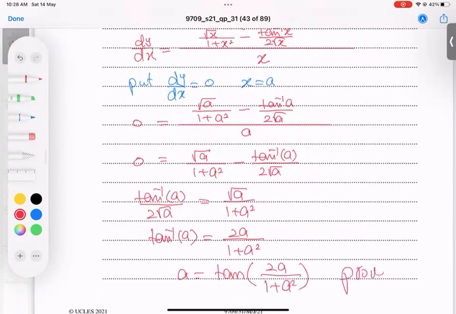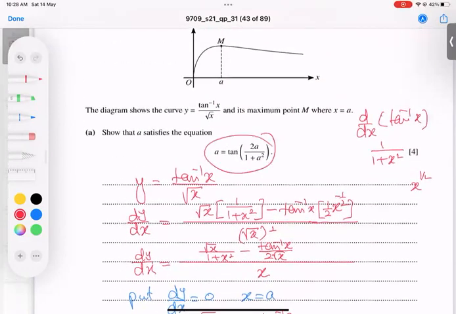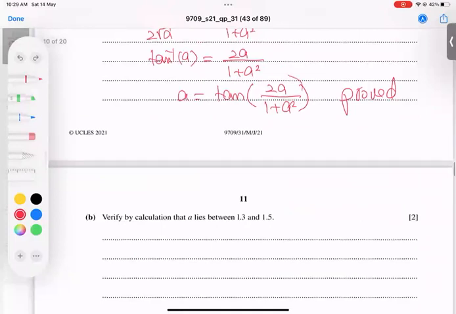Proved. So tan of 2a by 1 plus a square, completely proved. Verify by calculation that the root lies between 1.3 and 1.5. So two options: either bring this on the left hand side or a goes to the right hand side. And I am bringing a on the right hand side.